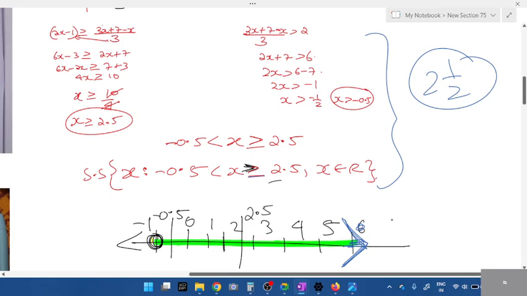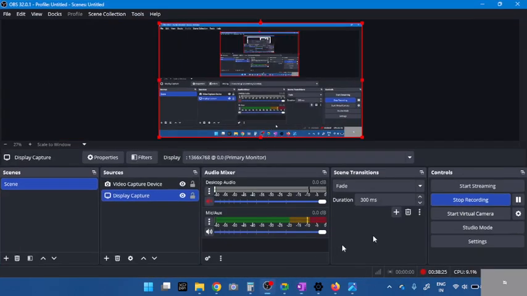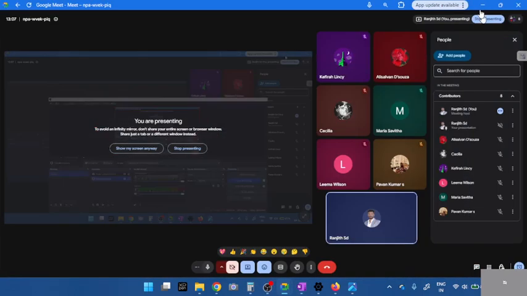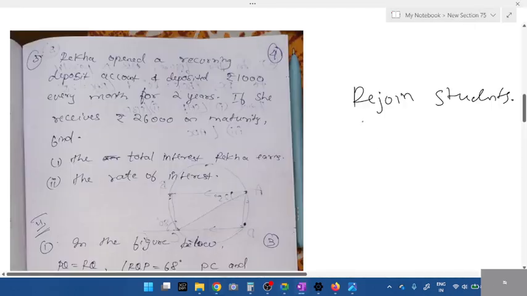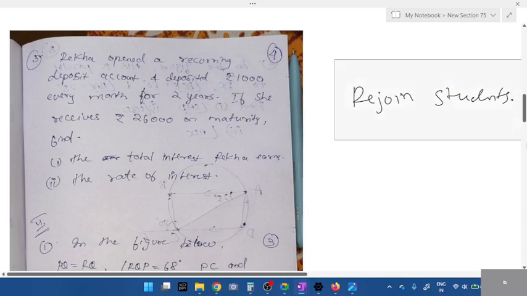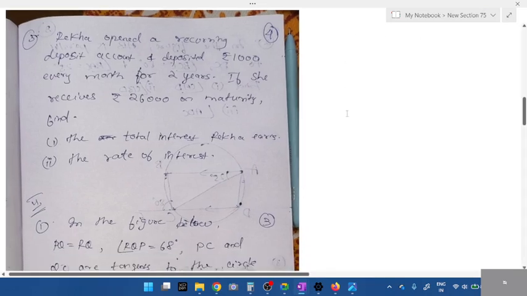Any doubts in this? Okay, so yes, students, am I audible? Can you see the screen?